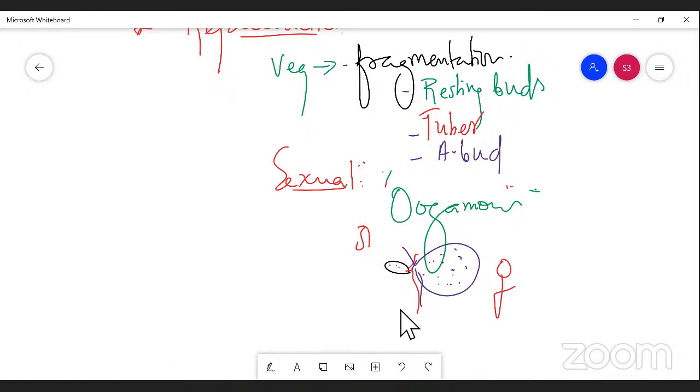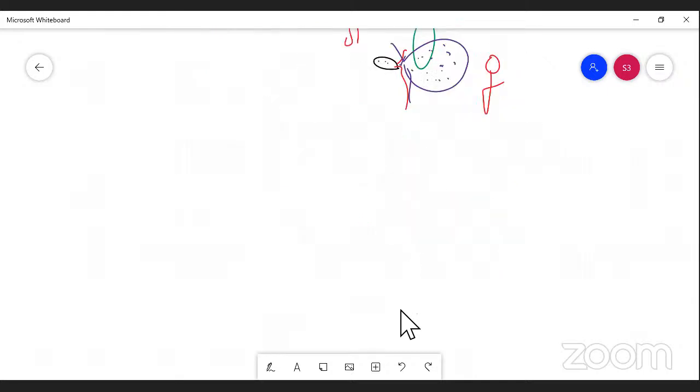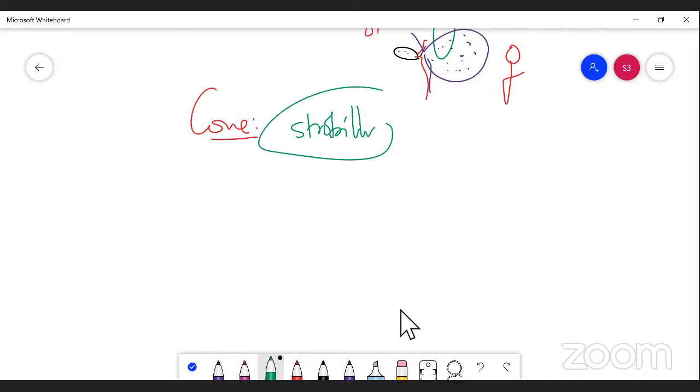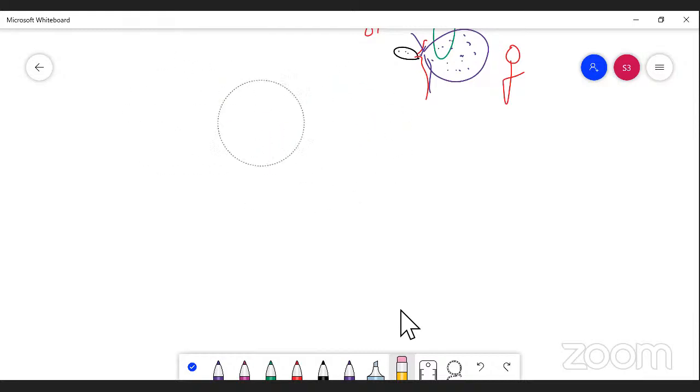And sometimes cones are there, some cone-like structures. The cones are present, they are strobili, right? So this is a mode of reproduction in pteridophyte members, right?